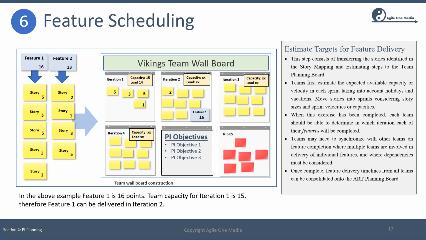So for example, let's take the first 2 features. Feature 1 is 5 stories with a total estimate of 16 points. In this example, let's say our capacity is 15 points per sprint. Thus, if feature 1 is 16 points, then it is likely that feature 1 will be completed in sprint 2. And then we continue to populate the sprints with stories to identify which sprint any feature is likely to be completed in.